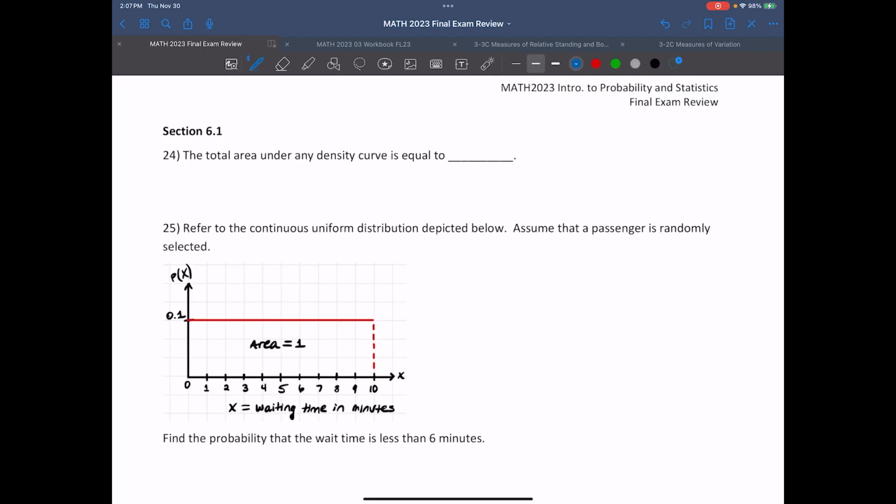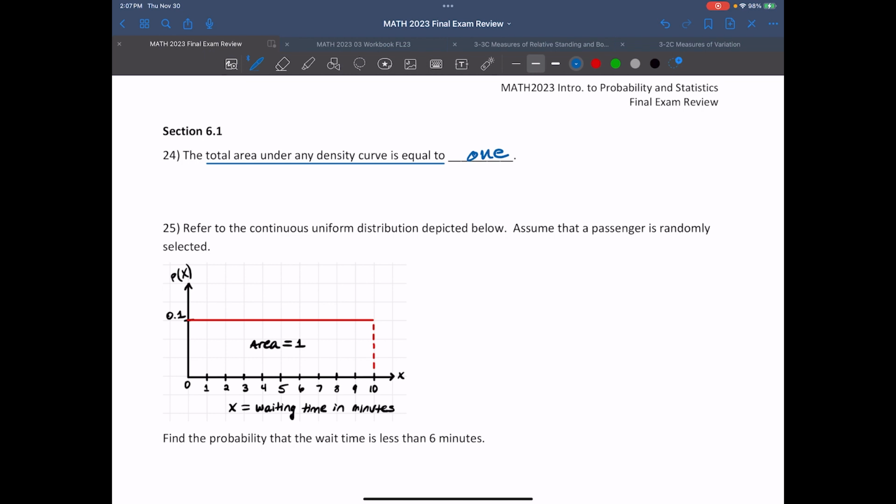Moving on to chapter 6, where we now look at probability with the things we did earlier in the semester, such as the sampling. We're going to start with a quick definition, or not even a definition as much as a concept. Just remember that the total area under any density curve is equal to 1.